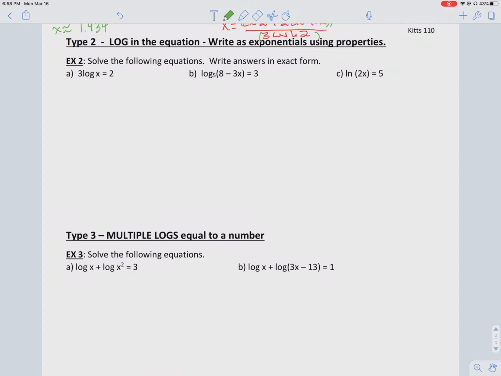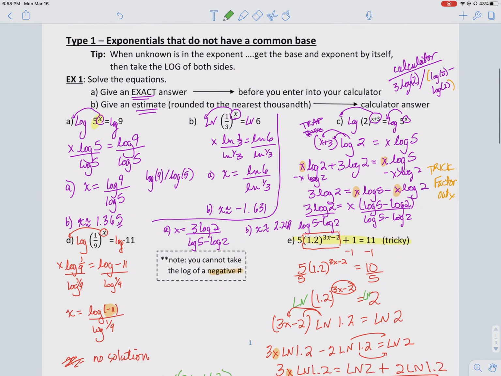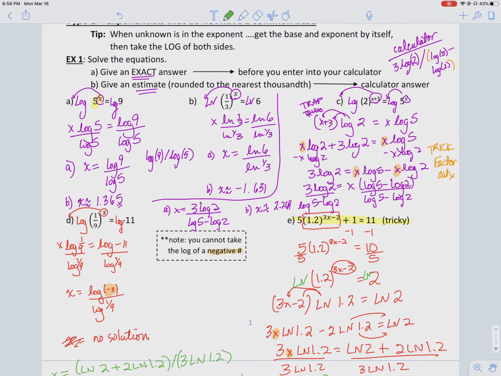Okay, this video is a continuation of section 6.5. We're going to look at a second type of equation. Notice this one is different than the first type. Our first type had no logarithms in it. It did not say log in it.